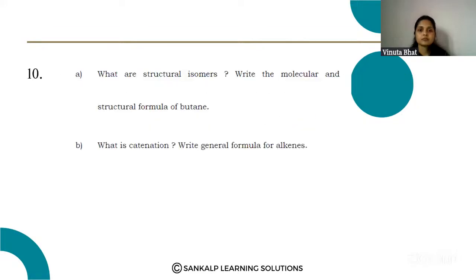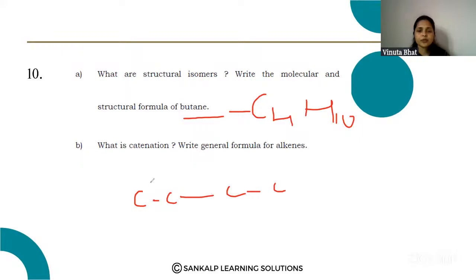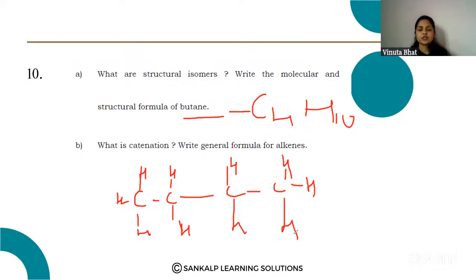Next question. Write the molecular formula and structural formula of butane. The molecular formula of butane is C4H10. And the structural formula: carbons 1, 2, 3, 4 and hydrogens 1 to 10. C4H10. Okay.